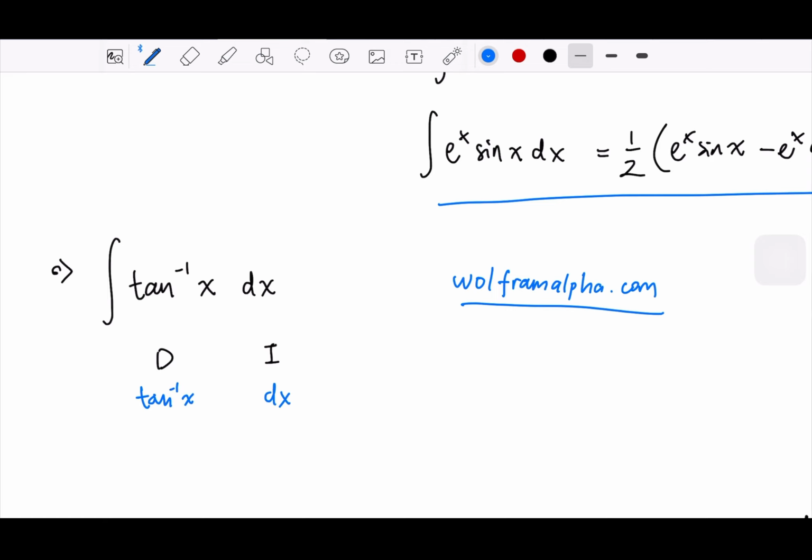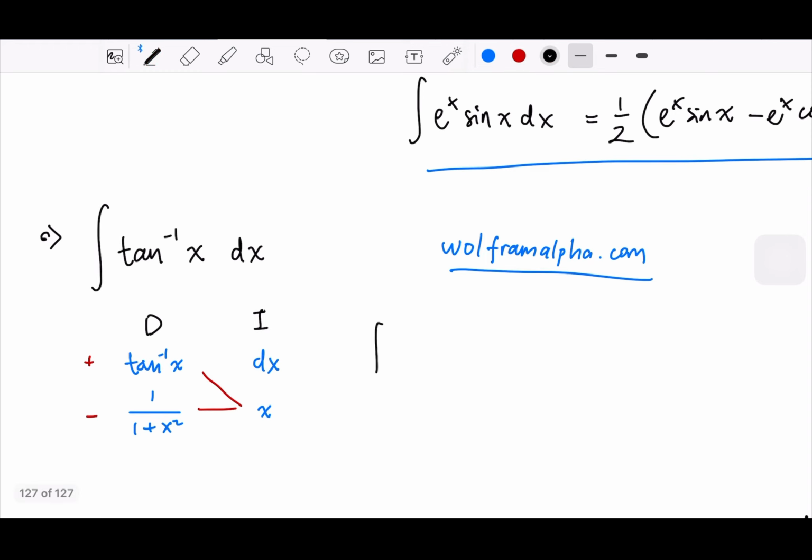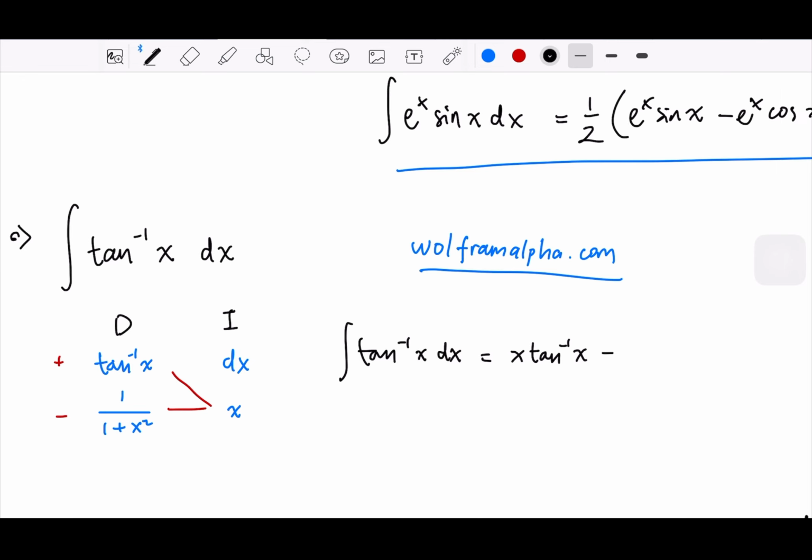So tangent inverse becomes 1 over 1 plus x squared, and the x becomes just x. And then let me just stop here. And the equation becomes x tangent inverse x, and then minus the integral of x over 1 plus x squared dx.